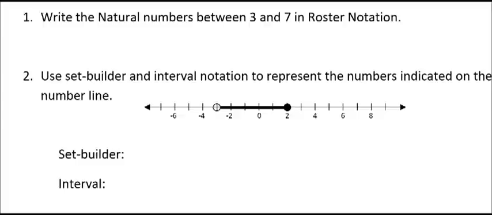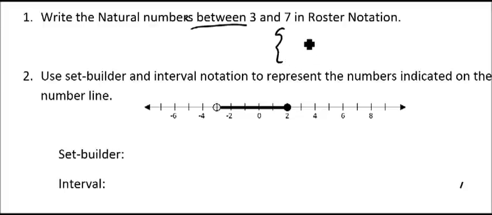So the first question asks us to write some particular numbers in something called roster notation. One of the important things here is that we're using the word between. When we say between, we're not including the endpoints. So some of the values are not going to be included, just the ones between 3 and 7. So write the natural numbers between 3 and 7. This set of numbers is very specific, and I hope that you have an idea of what that means.